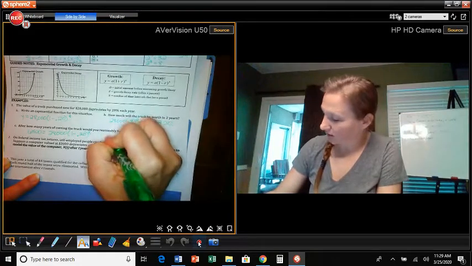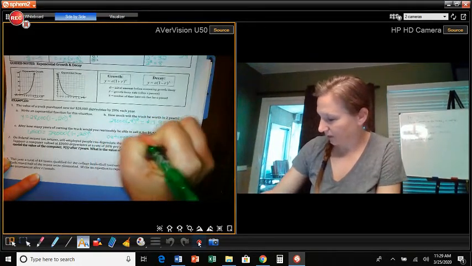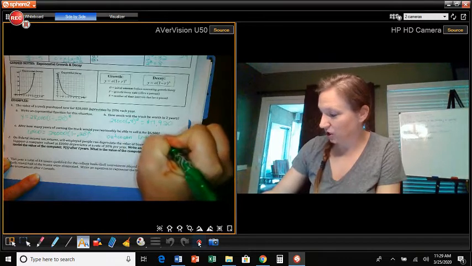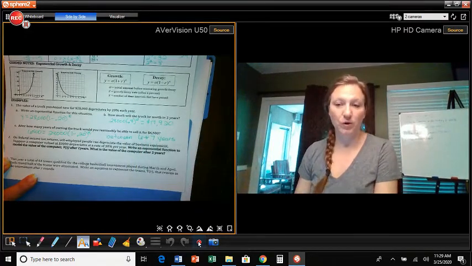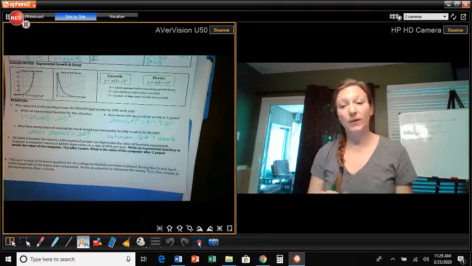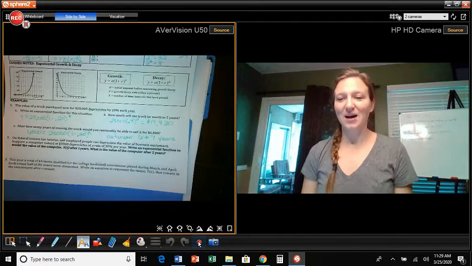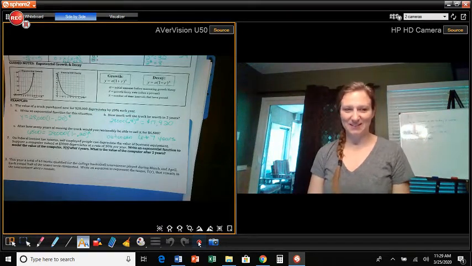So somewhere between 6 and 7 years, the truck will be worth $6,500. So that's how we can estimate it. We'll learn how to calculate that more precisely later.